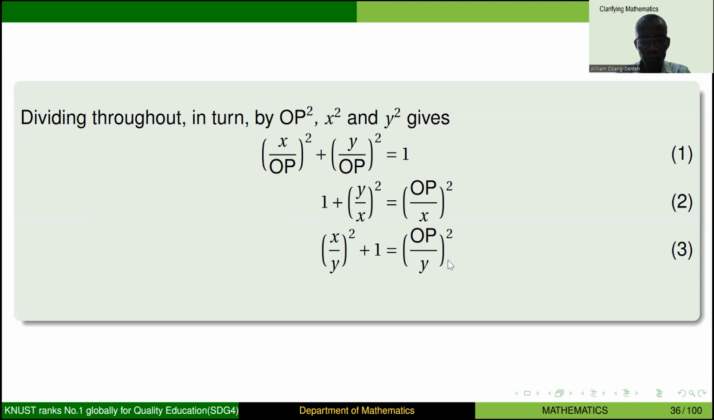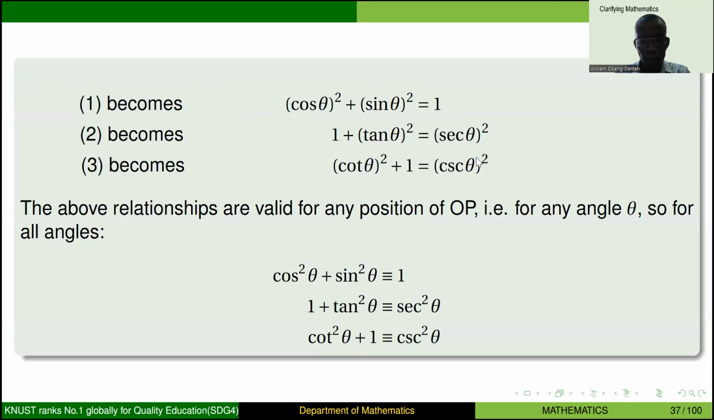So look at it carefully. 1, 2, 3. We pick the x squared plus y squared equals OP squared and divide through term by term by OP squared, x squared, and y squared. Right. So 1 becomes cos theta squared plus sine theta squared equals 1. Then 1 plus tan theta squared equals sec squared theta. And then cot theta squared plus 1 giving us cosec theta squared.